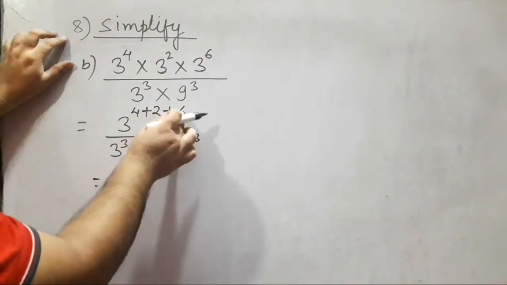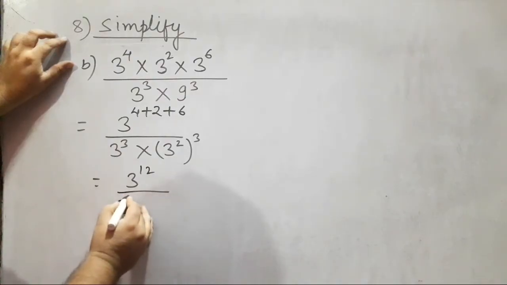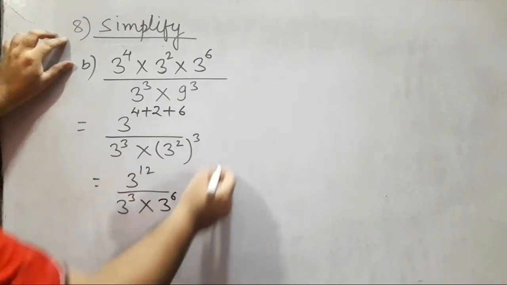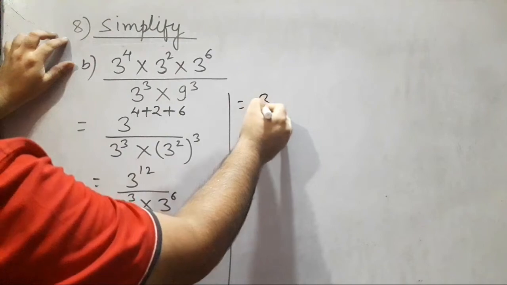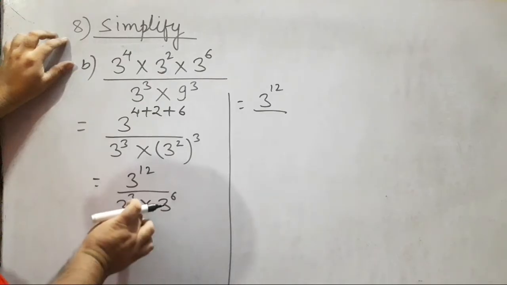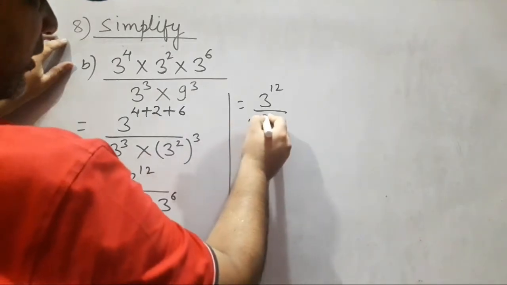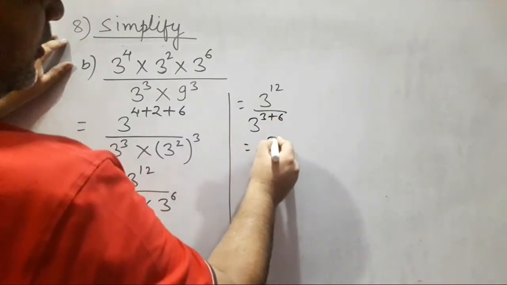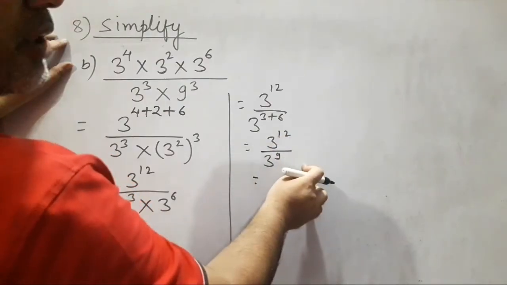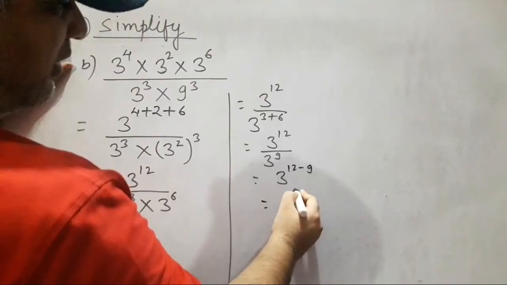Now in this upper part, let's add the powers. 3 power 12 by 3 power 3 into 3 power 6, we add the powers according to the product law of indices, since the same bases are there. So 3 power 3 plus 6, 3 power 12 by 3 power 9. Follow here the quotient law of indices, 3 power 12 minus 9, 3 power 3.